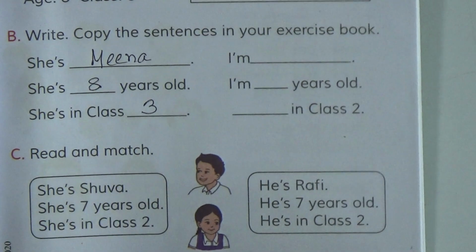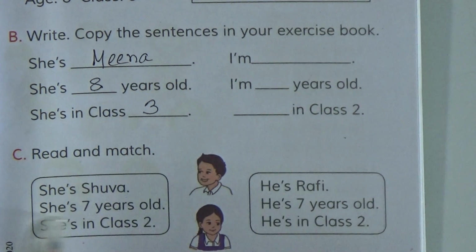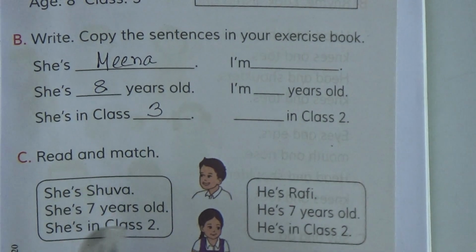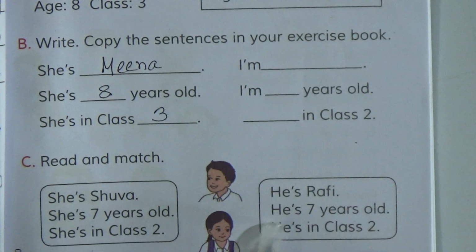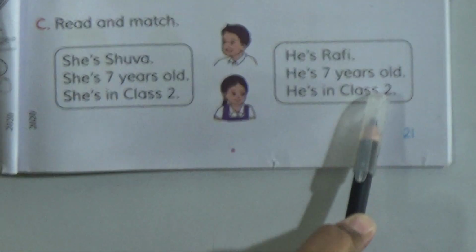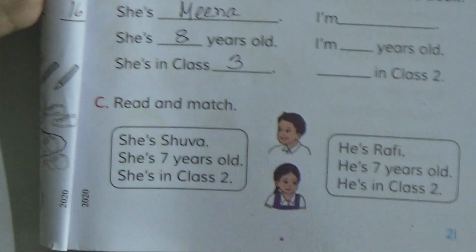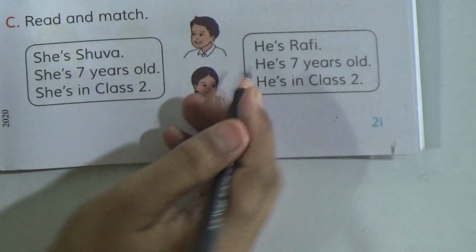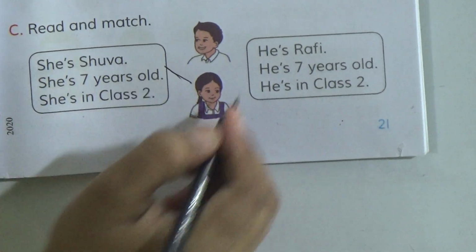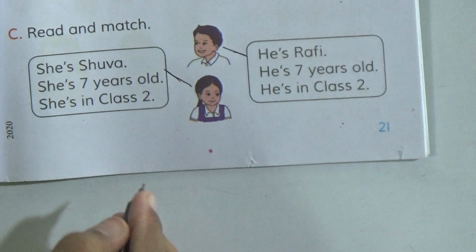Number C, read and match. She is Shubha. She is 7 years old. She is in class 2. He is Rafi. He is 7 years old. He is in class 2. So you have to just match it. Students, look. This is Shubha and this is Rafi.